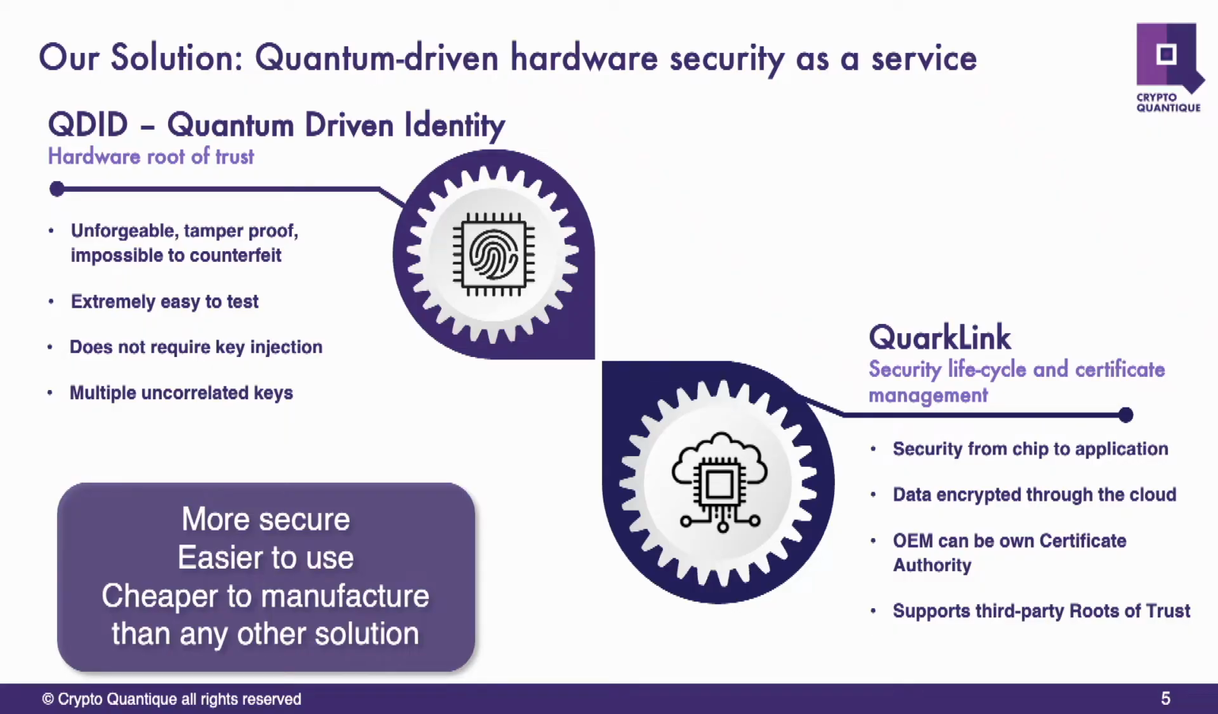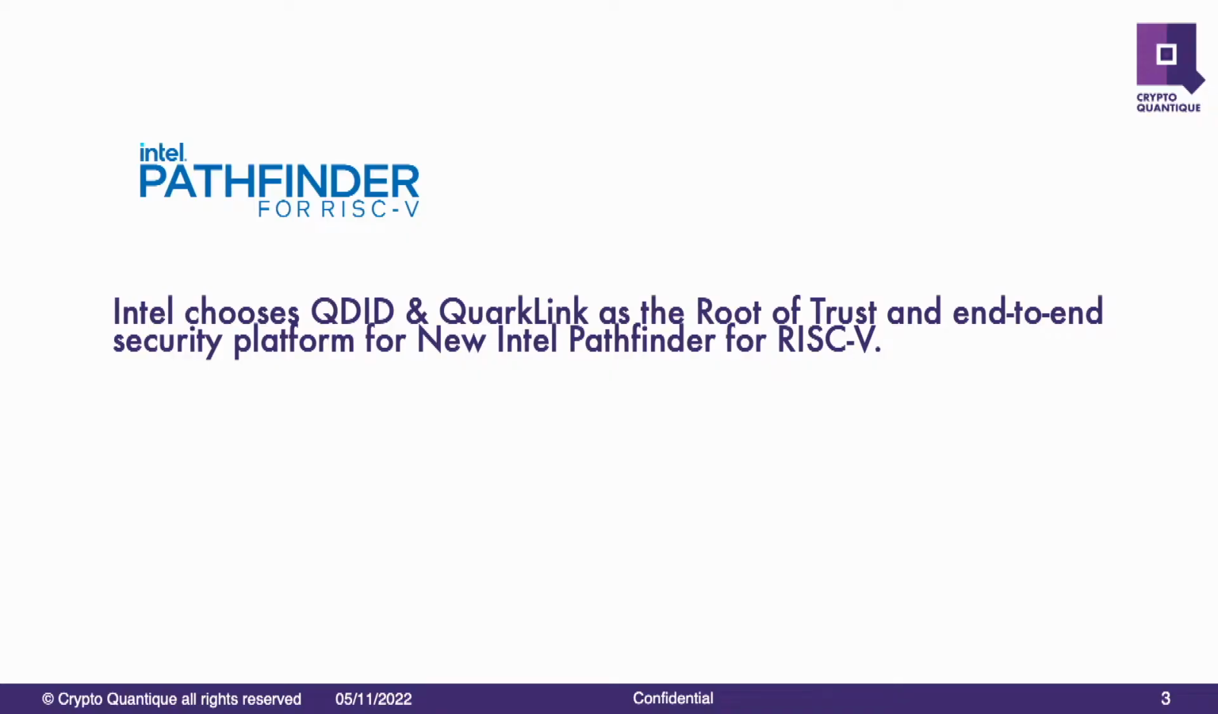We have mature products. There are two product families we have. One is a hardware IP, and the other is a security platform, which manages the security of a device throughout its life cycle. Just wanted to note that Vijay mentioned us earlier. We have been chosen as the root of trust for end-to-end security for Intel's Pathfinder, for both our QDID and Quantique platform. I'll talk about those in more detail later on.